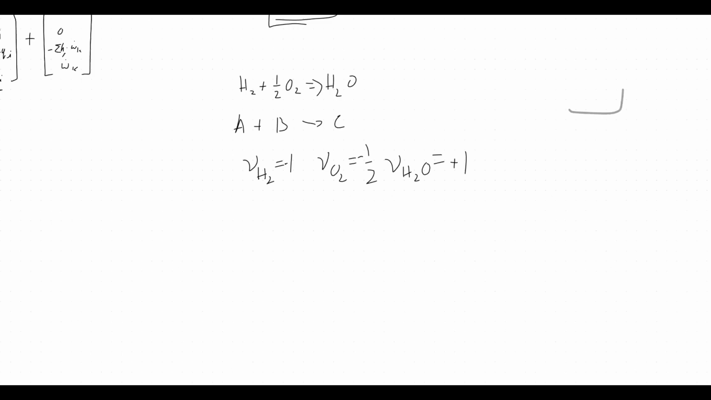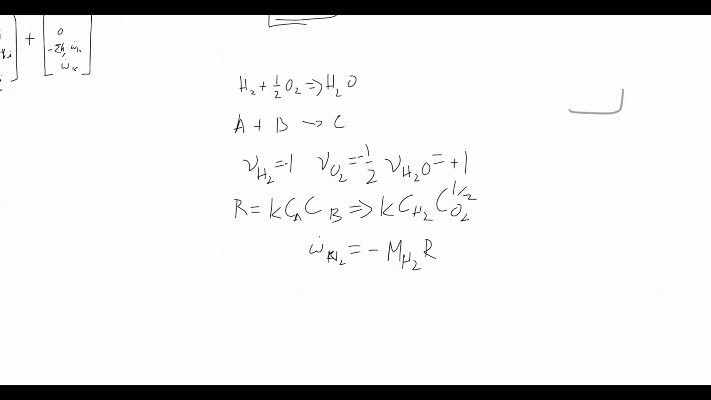If you're doing a 0D version, you would just use this equation over here, which is basically R equals K CA CB, where CA and CB are molar concentrations and K is the rate constant, I believe. And the molar rate of oxygen equals -1/2 omega dot R, and the molar rate of H2O equals plus omega dot R. These are the things you use to solve it, basically.